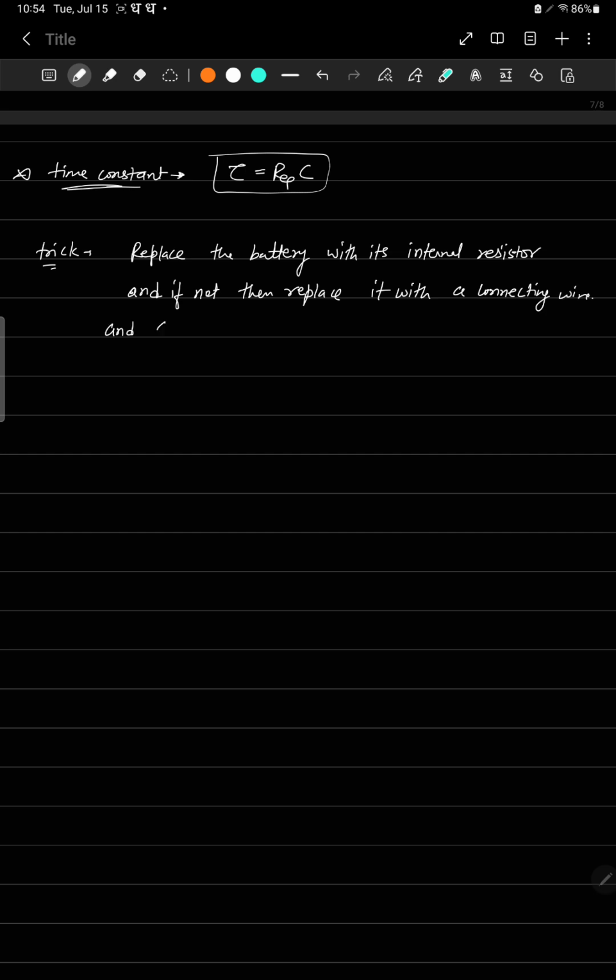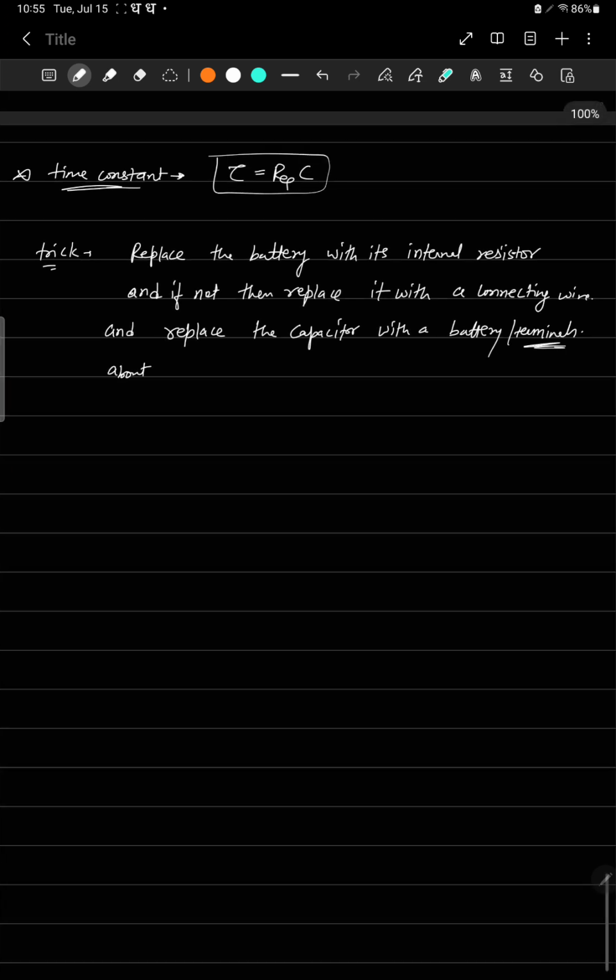And replace the capacitor with the terminals, the terminals about which we will calculate the R equivalent of the circuit. So that is the thing which we are going to use to find the time constant. So let's do some questions here.